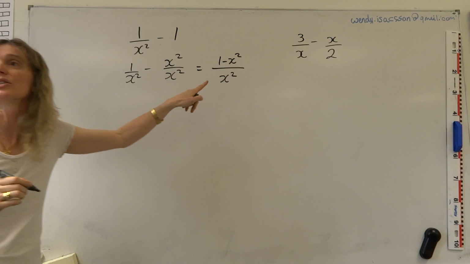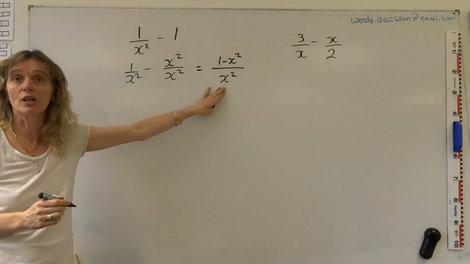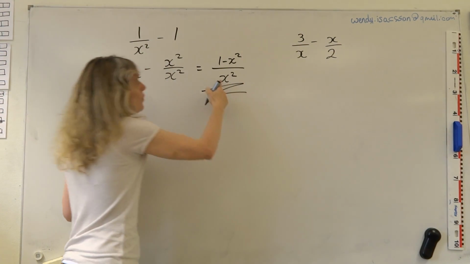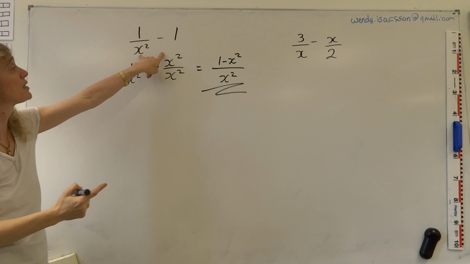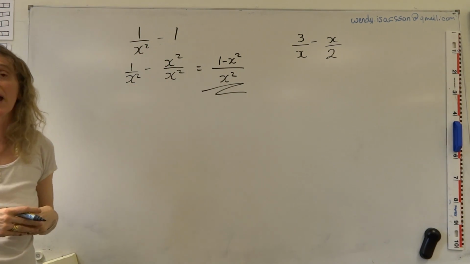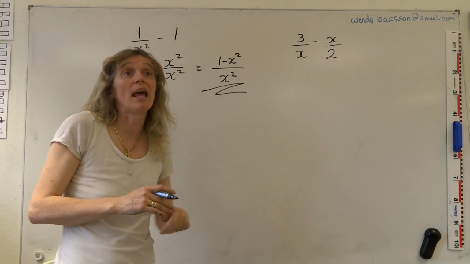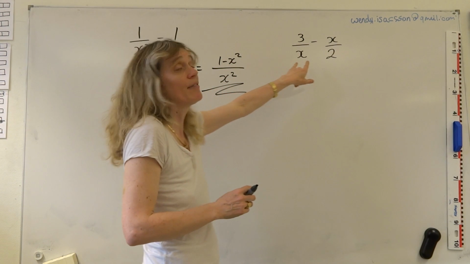And although this one looks more complicated than that, mathematically this is the simplified version. You want everything over the one denominator. Okay? So this expression should be simplified to 1 minus x squared all divided by x squared. Then you can manipulate that further in your maths. When it comes to the next one, you have to do the same thing.